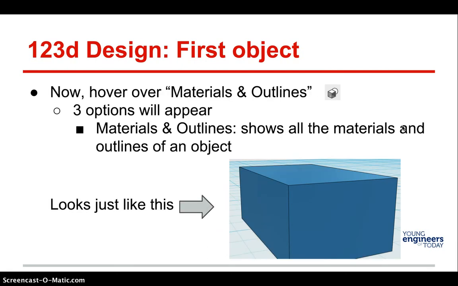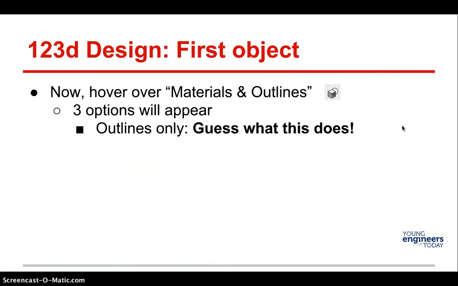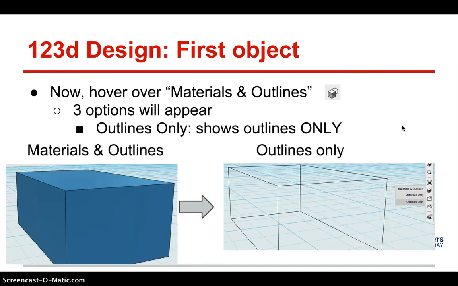Now, materials and outlines. We have materials and outlines, which show all the materials and outlines on the object. This tool is right below fit, and it gives you three choices. First, you can do materials and outlines, which looks normal. You can see the blue material and the black outline, or you can do material only, and it takes away the outline, in case you wanted to see what your structure would look like without the outlines. Now, you also have outline. Guess what this does? If you said it shows outlines only, you are correct. It takes away the material.